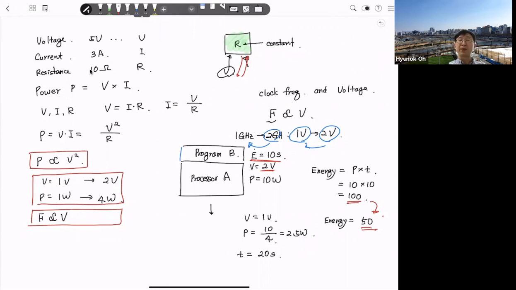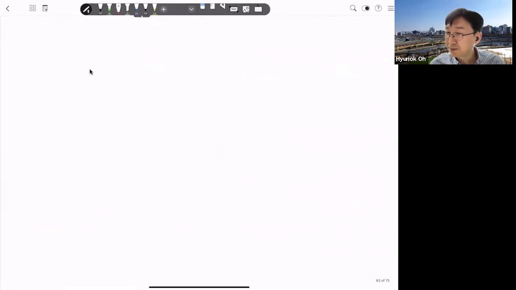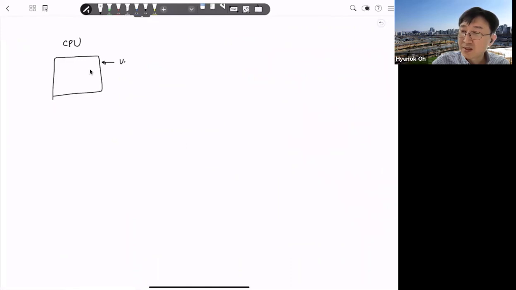So what does the processor company want to do? They try to reduce the voltage. But if there are many programs, so the program load is high, then they increase the voltage. If there are only a small number of applications on the processor, then they decrease the voltage. So in modern CPUs, the voltage is changing.